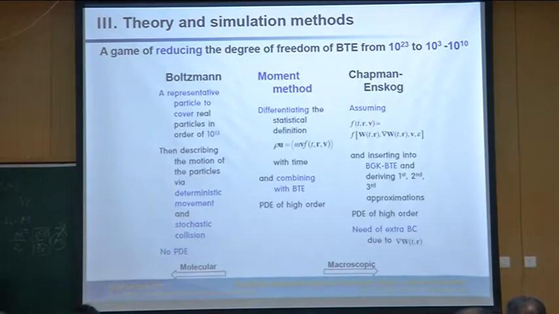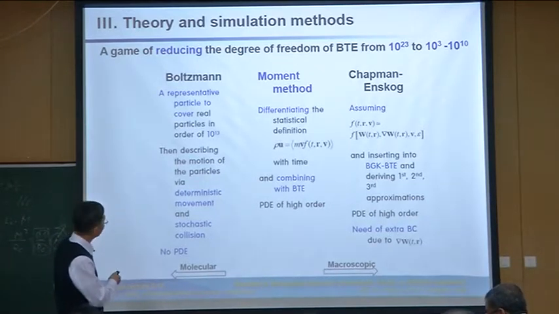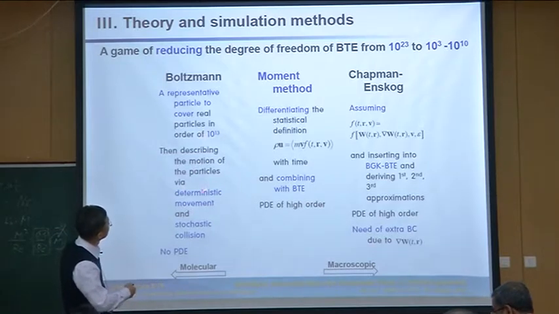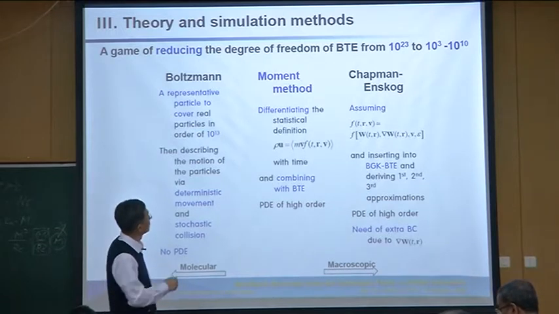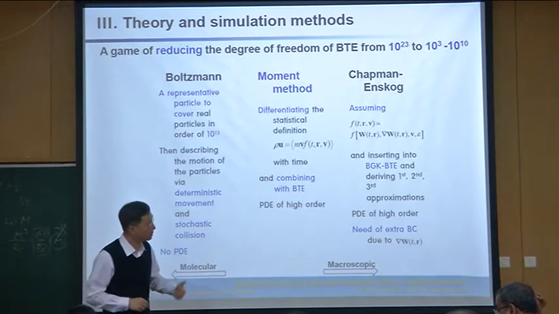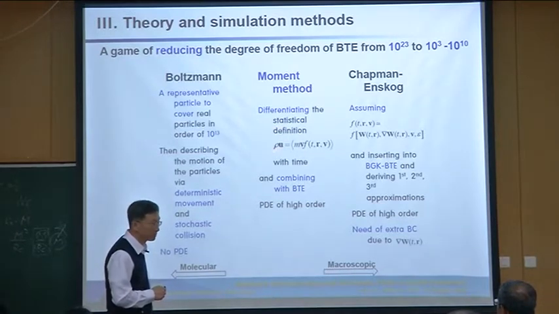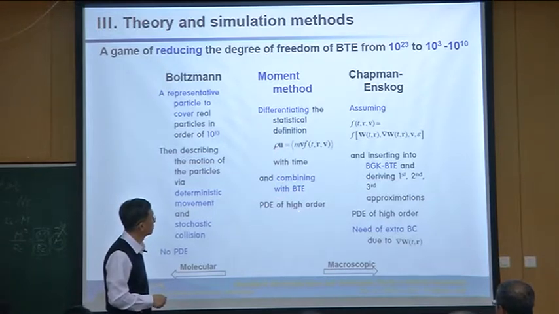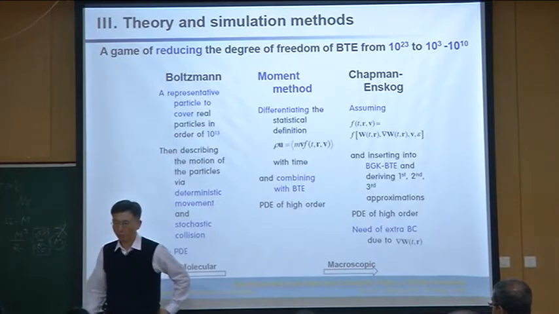The Boltzmann equation, this is wrong. I mean, this should be this, just ignore it. I don't need to explain the Boltzmann equation, but this is the method of moments. So I will explain the method of moments again. The key point is differentiating the statistical definition, in this case the moment, with time and then combining it with the Boltzmann transport equation, a PDE of high order. So this is mathematically how to derive the method of moments.